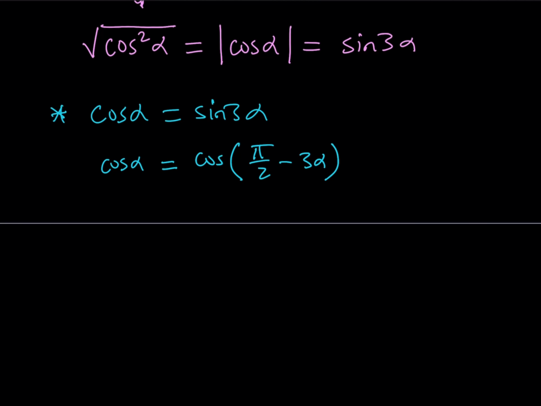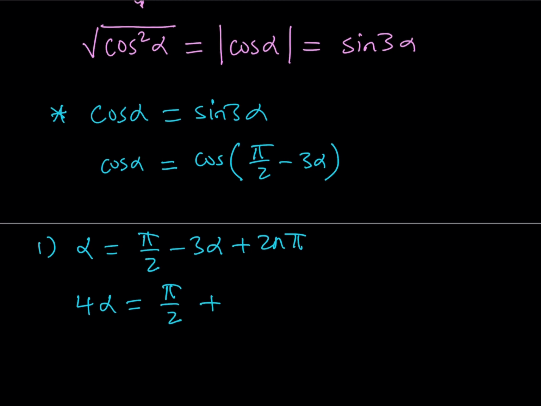As you know, one of the branches is going to be like this. We can just set them equal to each other. We can safely say that alpha is equal to pi over 2 minus 3 alpha plus 2 n pi. Of course, we can add even multiples of pi here because 2 pi is pretty much equivalent to 0. Okay, but my goal is to solve for alpha. Let's go ahead and add 3 alpha to both sides. That's going to give me 4 alpha is equal to pi over 2 plus 2 n pi.